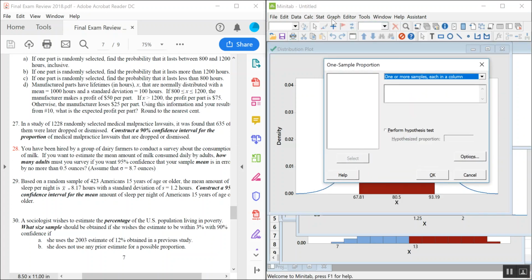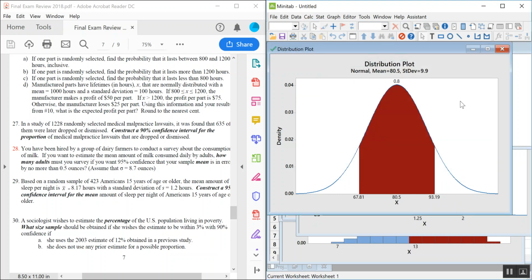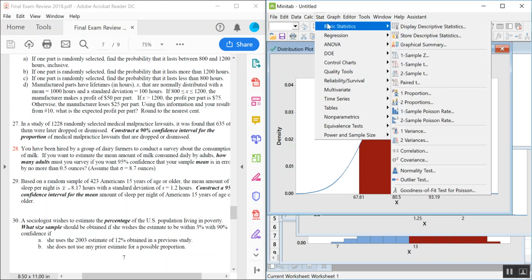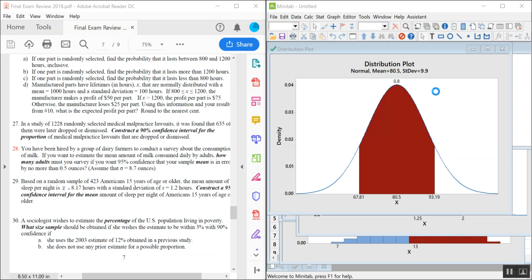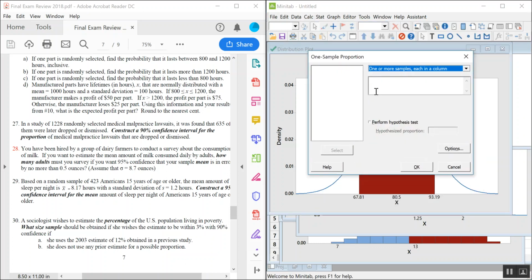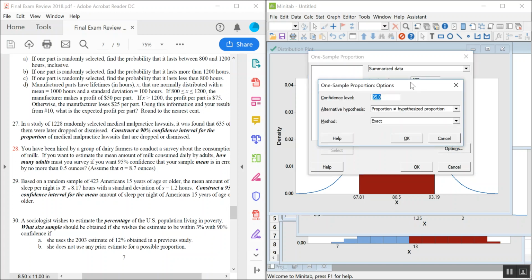So I went to Stat, Basic Statistics, Proportion. Since I don't have data in a column, I'm going to be using summarized data. Number of events I'm interested in is the 635 that are dropped out of the 1228. And I want a 90%, so I better check my options and make sure that's correct. Remember, with the proportion, it's incredibly important that you change the method from normal to exact, and that's about the only thing you have to make sure you do. Well, I mean, you have to do it for all of them.